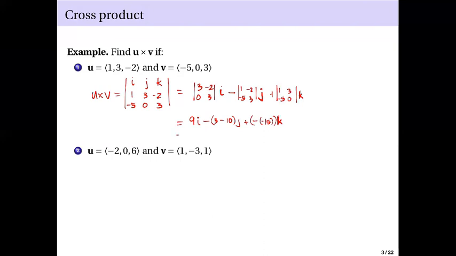And we write this in vector form. So this is just 9, comma, you have 3 minus 10, that's negative 7, but there's a negative in here, so that's positive 7. And then for this, you have negative 15, so that's positive 15. So this is the cross product of these two vectors here.